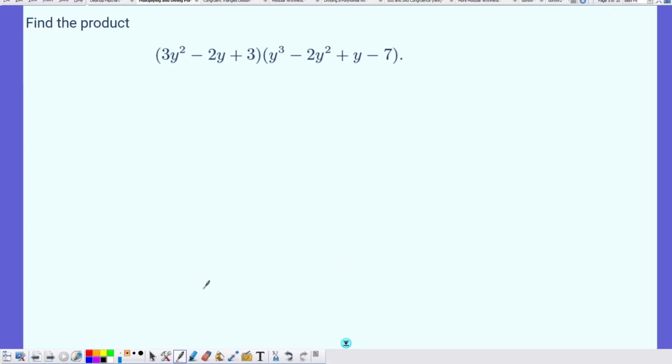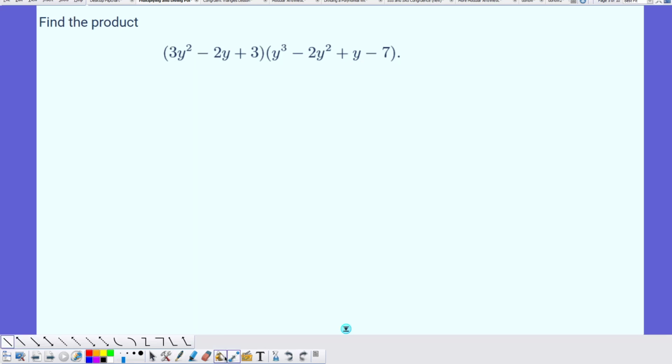Hello everyone. So today we're going to go over a slightly different method that you might find a little bit helpful or more organized than the other ones on how to multiply these polynomials together. So it kind of goes like this.